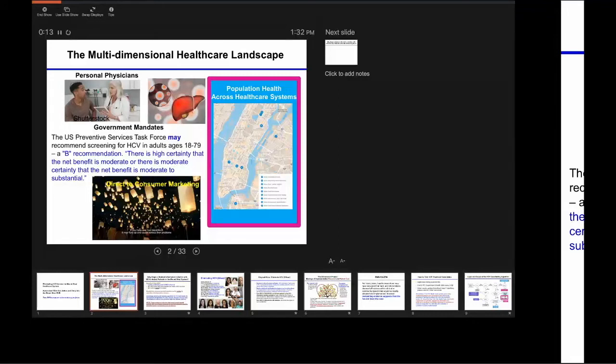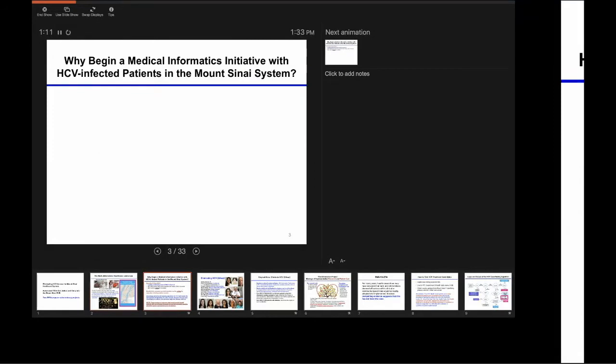So we have a pretty multi-dimensional healthcare landscape. You've got physicians, but you also have government mandates, which are really important. When one is attempting to improve health, it's important to keep the government in mind because what the laws are makes a really big difference. And then Mount Sinai is all over the place, so we've got a lot of people to deal with.